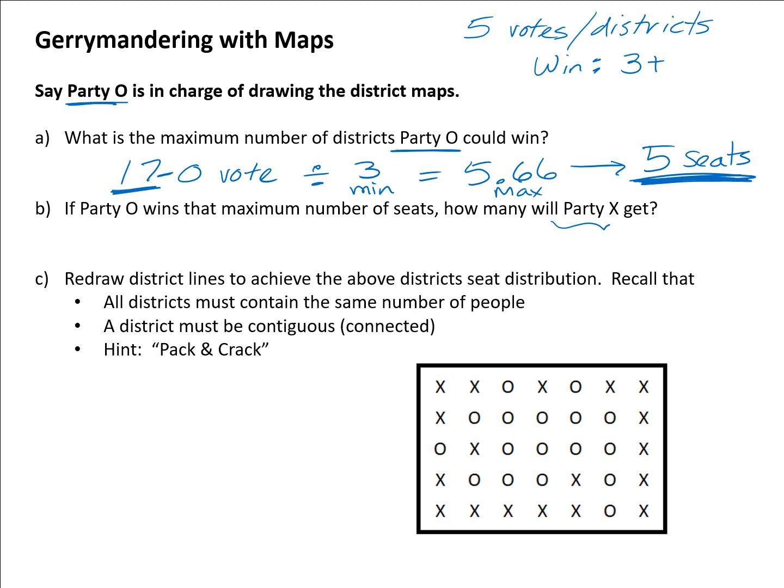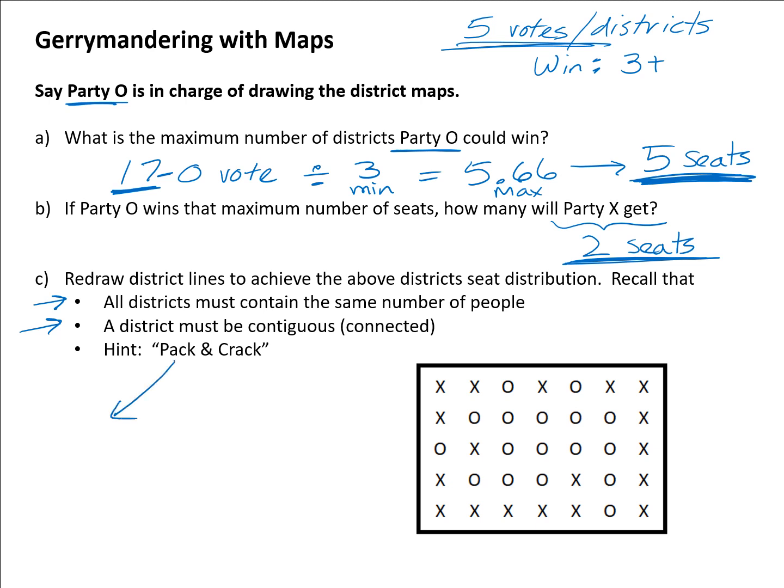That means what's left for Party X in this situation where Party O is drawing the maps would be, if O gets 5 seats, Party X could get 2 seats because there's only a total of 7 seats altogether. So it's good to have the numbers before we draw the picture. To draw district lines to achieve these numbers, we want to make sure that all districts contain 5 votes, the same number in each district, and we have to make sure the district is connected.